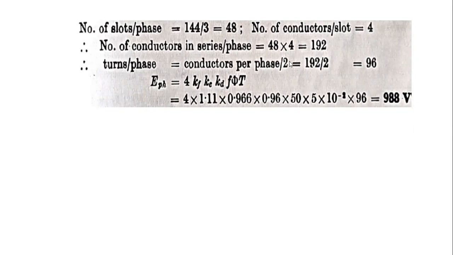After calculating the Z and T, then we calculate the phase voltage, that is E phase. E phase is equal to 4 into Kf into Kc into Kd into F into phi into T. Kf value is a fixed value, that is equal to 1.11. Next, we calculate the Kc and the Kd value.